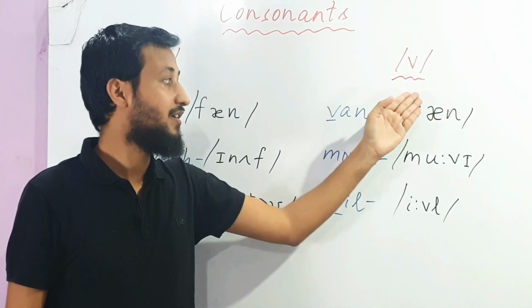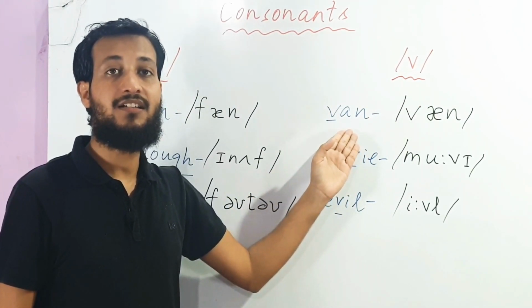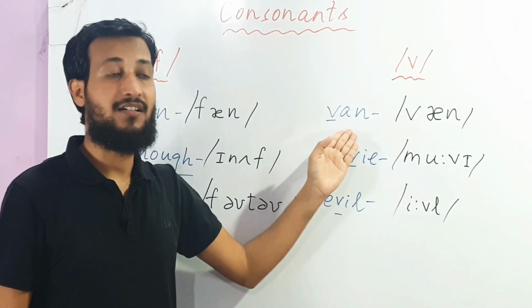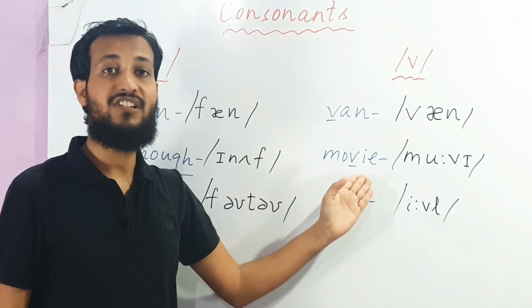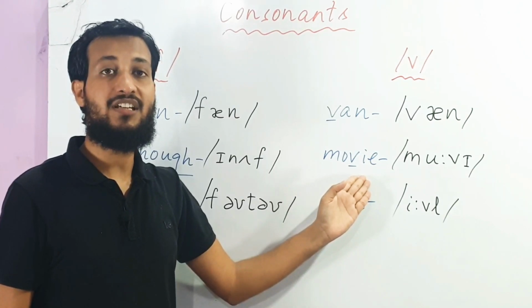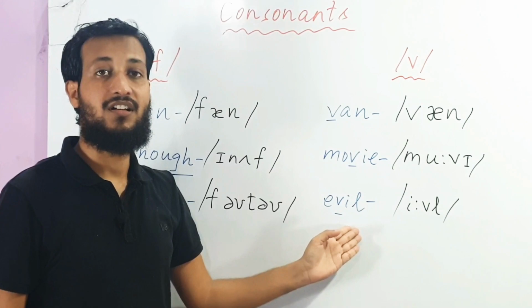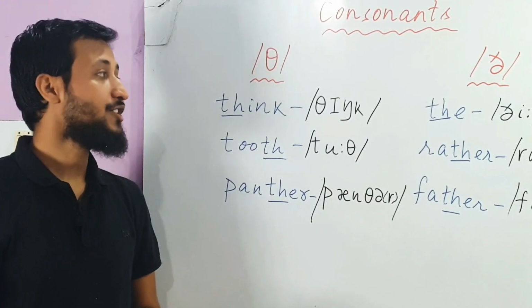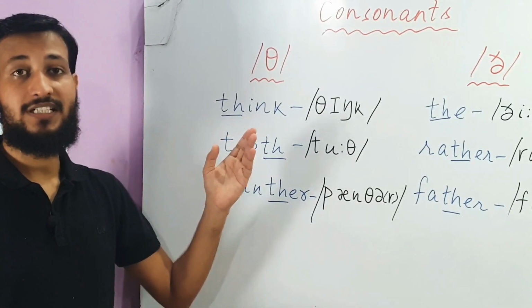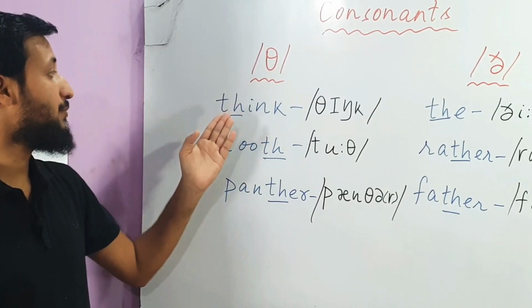V, as in van, movie, evil. Our next two sounds are also called TH sounds because most of the time they're pronounced with the letters TH.